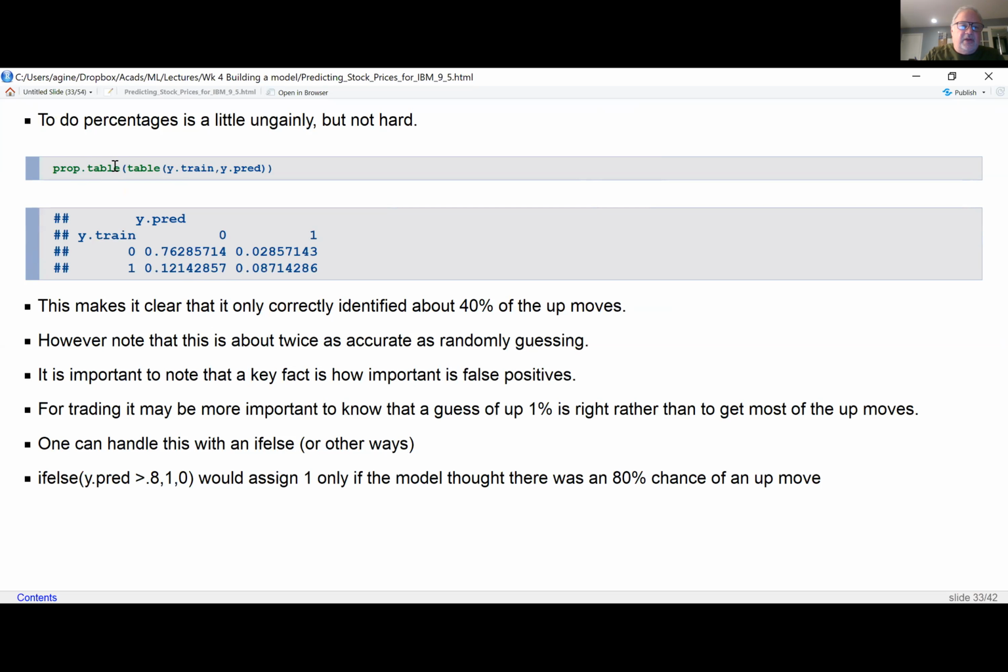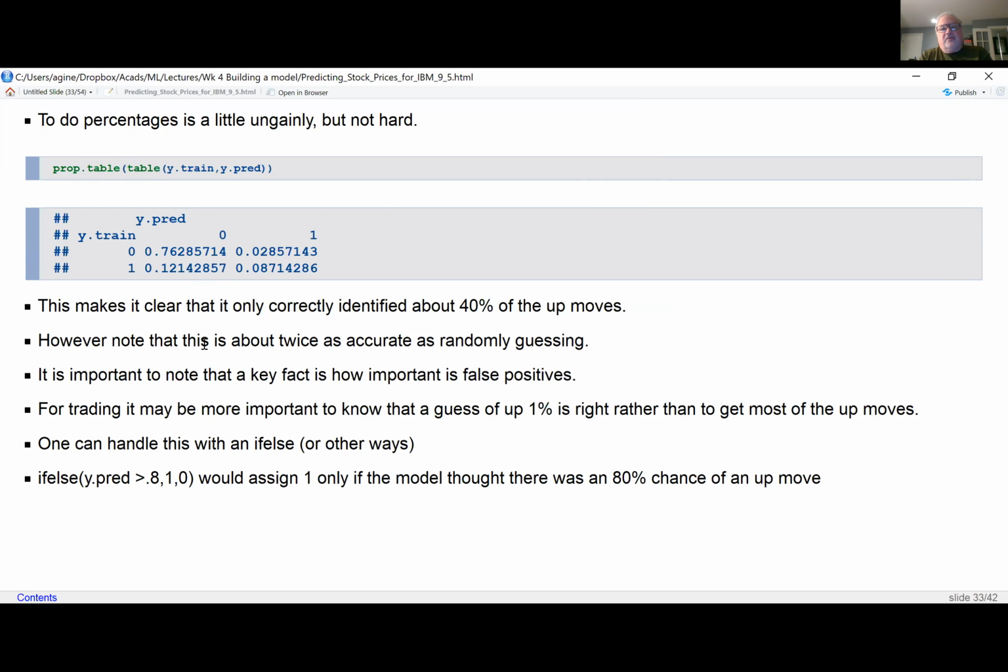Okay. Now, as I said, if you want percentages, you could use another function called proportion table. So you apply proportion table to table, and now it gives you the same numbers as before, but just as percentages.